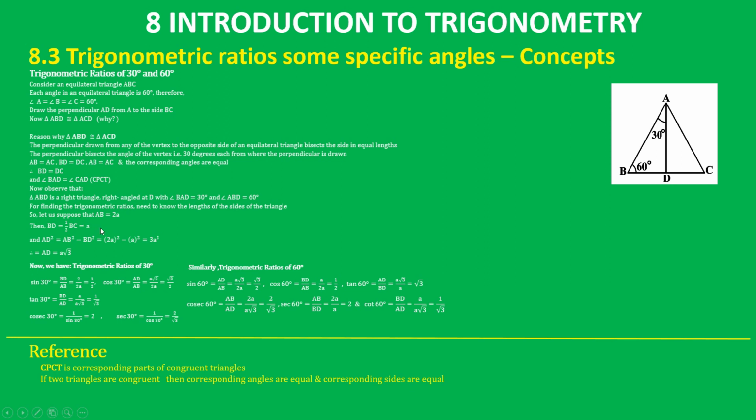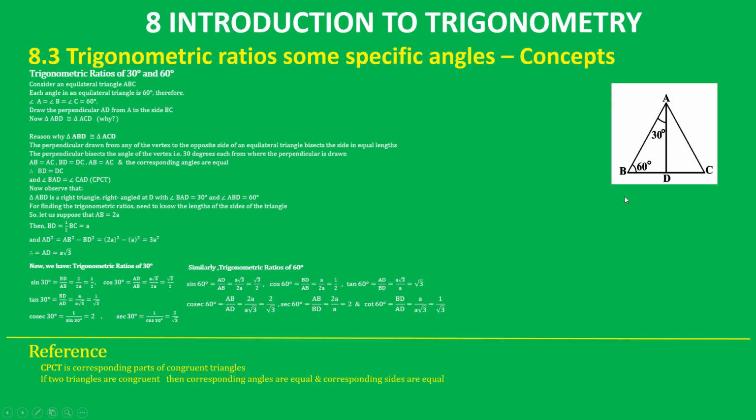BC by 2, this is nothing but A, correct? Now AD, using Pythagoras theorem, AD square is equal to AB square minus BD square. Then it is equal to 2A square minus A square is equal to 3A square, so AD is equal to A root 3. Now we have all the sides. This is A, this is 2A, this is A root 3.